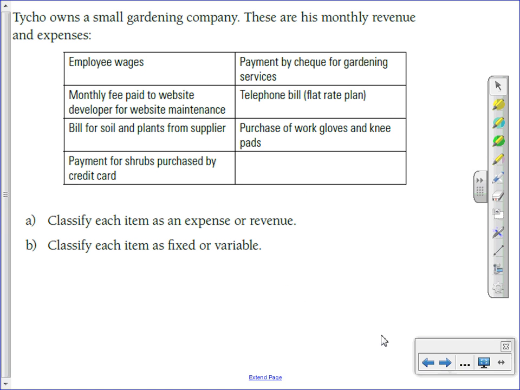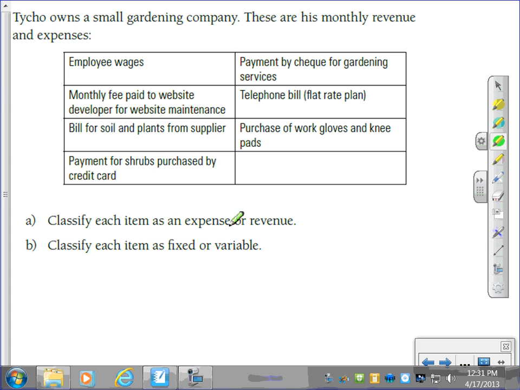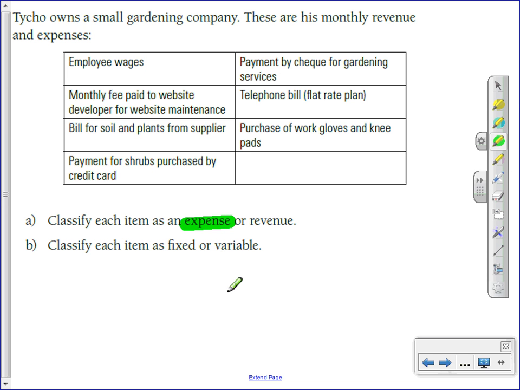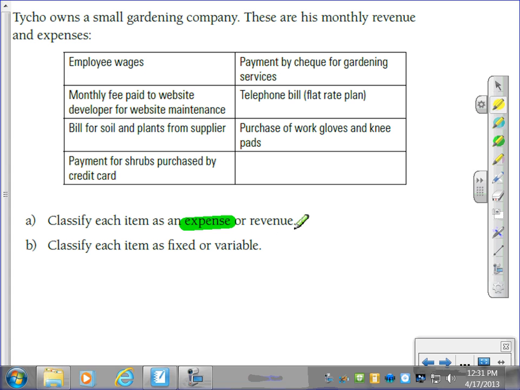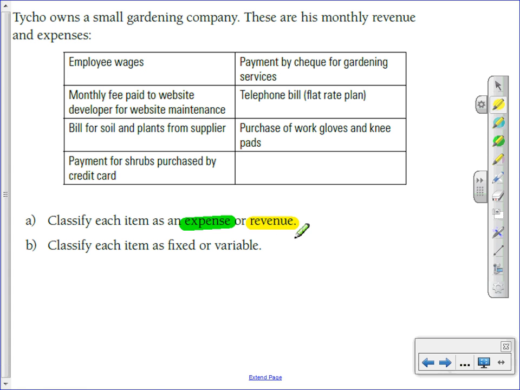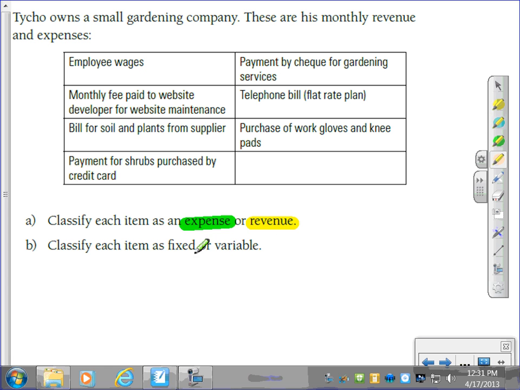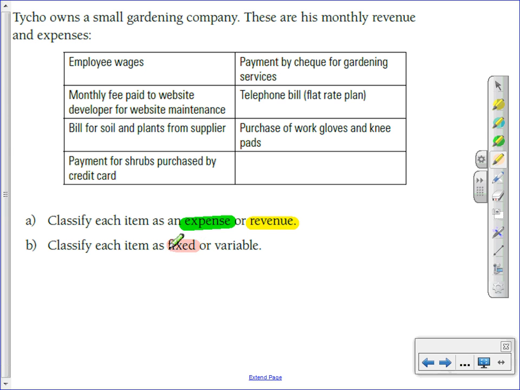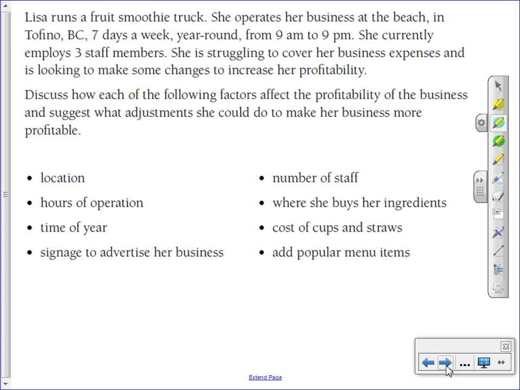do this unit. So for instance, a question that you might see is having a list of items. Being able to determine, is that an expense? Is that something that the business has to pay for? Or is it money coming in? Is it revenue? And the other thing that you're going to want to look at is the expense or the revenue fixed? Is it going to be the same every month or every year? Or is that going to change every month or every year? And so that's the difference between fixed and variable.